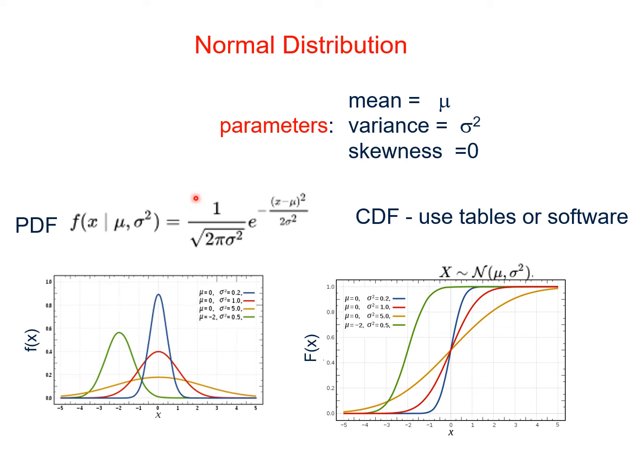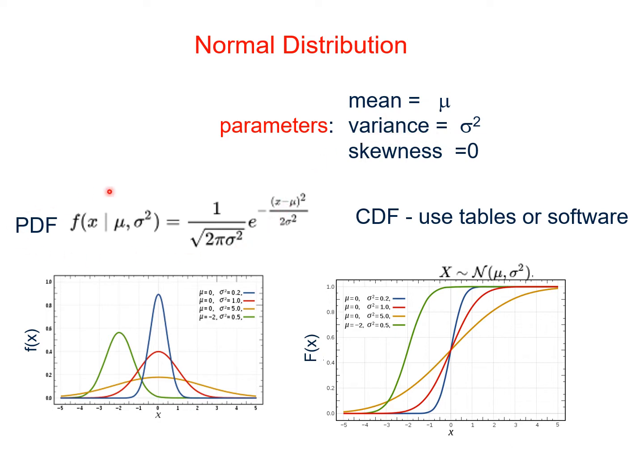Now let's talk about different distributions. The first one is normal distribution. You can see there are three parameters of the normal distribution: mean, variance, and skewness. But skewness of the normal distribution is always zero. So normal distribution is basically a two parameters distribution. If you know the value of mean and value of variance, you can define the distribution.